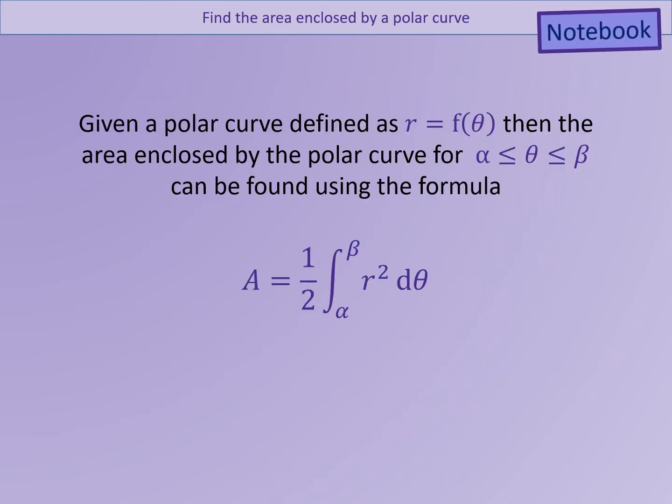So in your notebooks then, please. Rather than me just giving you the formula, I've demonstrated where that formula comes from. Given a polar curve, defined in terms of theta, so r equals some function of theta, and the area enclosed by the curve between these two limits, alpha and beta, there's our two limits. We can find the area using that formula, half r squared d theta. So make sure you've got your notebook, make sure you've got down what you need, pause if you need to.